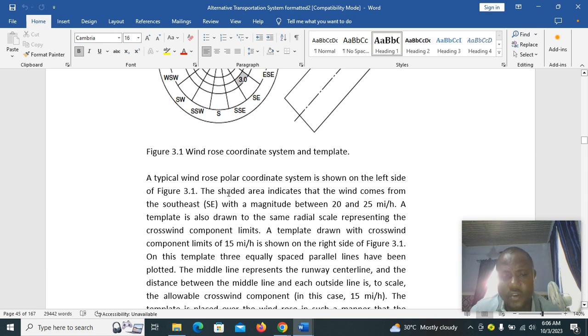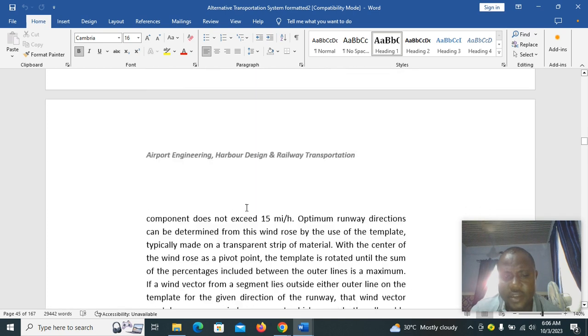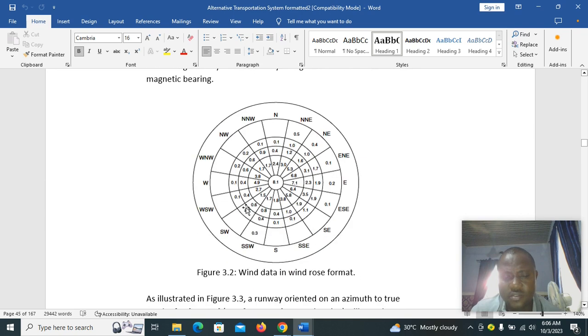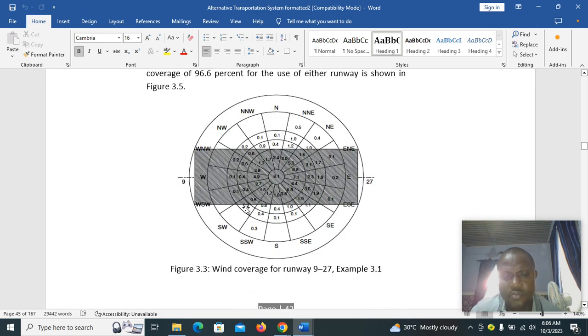A typical wind rose polar coordinate system is shown on the diagram. You can see it here. This is the coordinate system. Here we're going to look at the shaded area that is in the next diagram. We'll look at an example of what we're talking about, which is this. You can see it being rotated on a wind rose. This is the template being rotated on the wind rose.